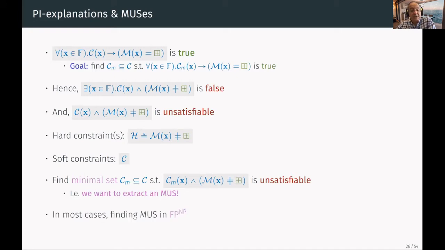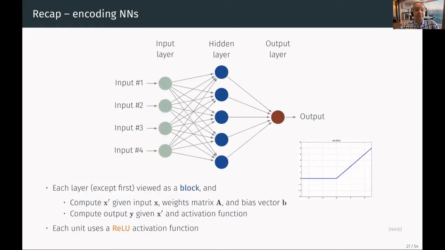It's known that finding an MUS is in FP to NP. This means I can solve the problem with a linear number of calls to an NP oracle in the worst case. And finding the smallest MUS is in FP to sigma 2P, for which there is completeness for CNF formulas. In general, it's open. So it's a much harder problem.